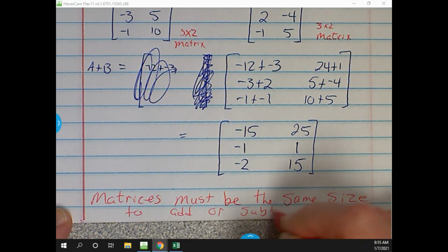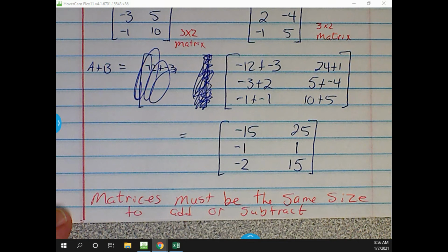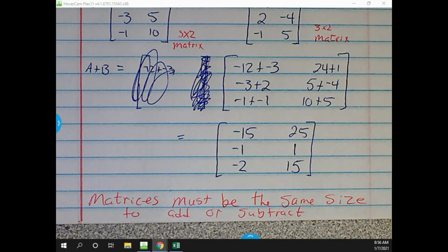Usually that's not a big deal, but occasionally in some of the homework and some of the problems, they may give you 2 matrices that are different sizes and ask you if you can add these together. And I think they'll give you an option that's not possible, so if they do have to throw one in there like that, then that would be the case.